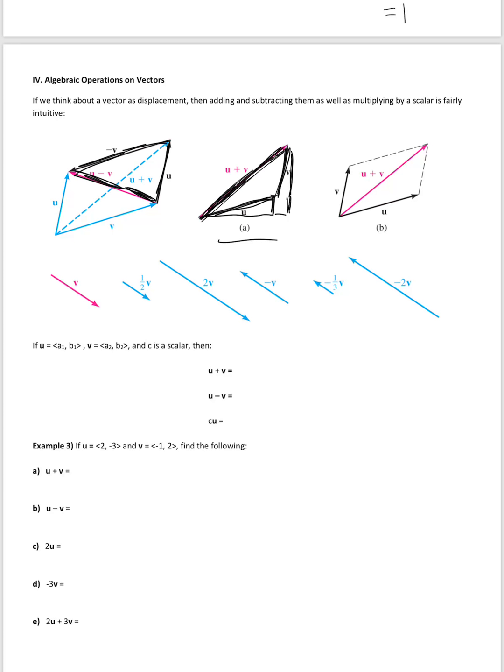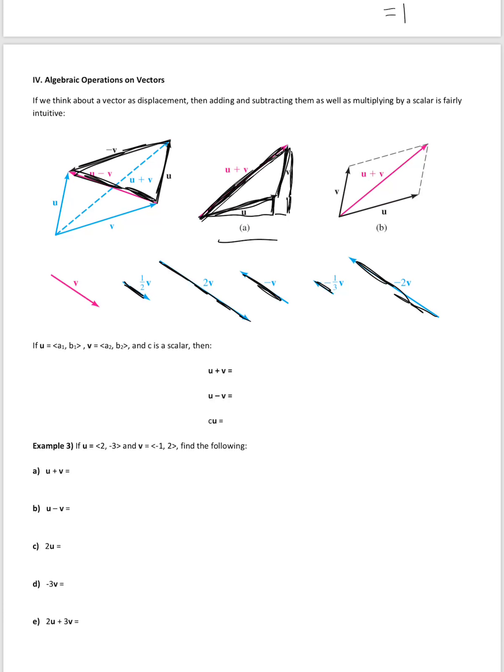If I'm multiplying a vector by a scalar, well, if I multiply it by half, I'm just cutting that magnitude in half. I'm cutting the length in half. Multiply it by 2, I'm doubling the length. Negative, again, flipped it. And then any combination of that, a negative fraction, a negative whole number.